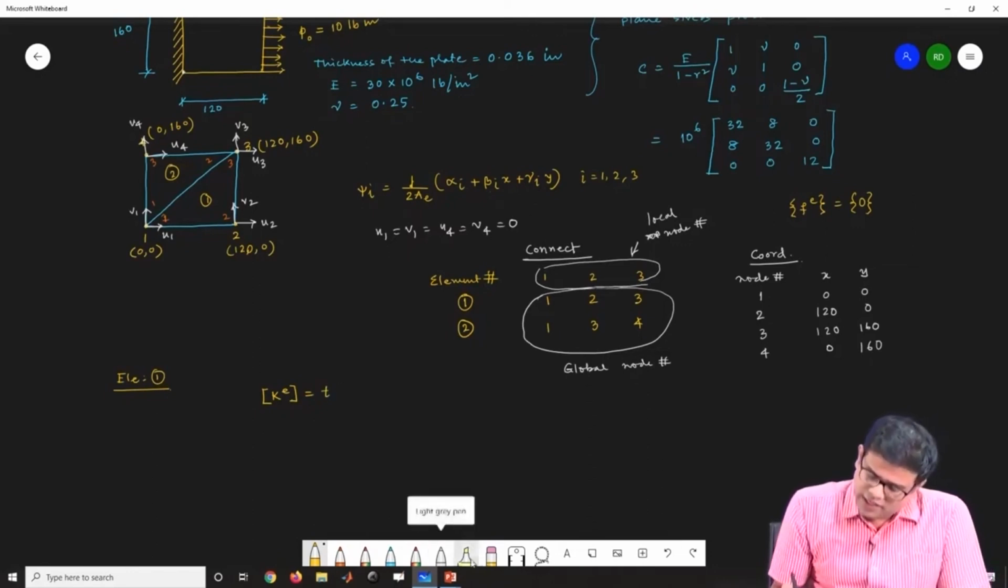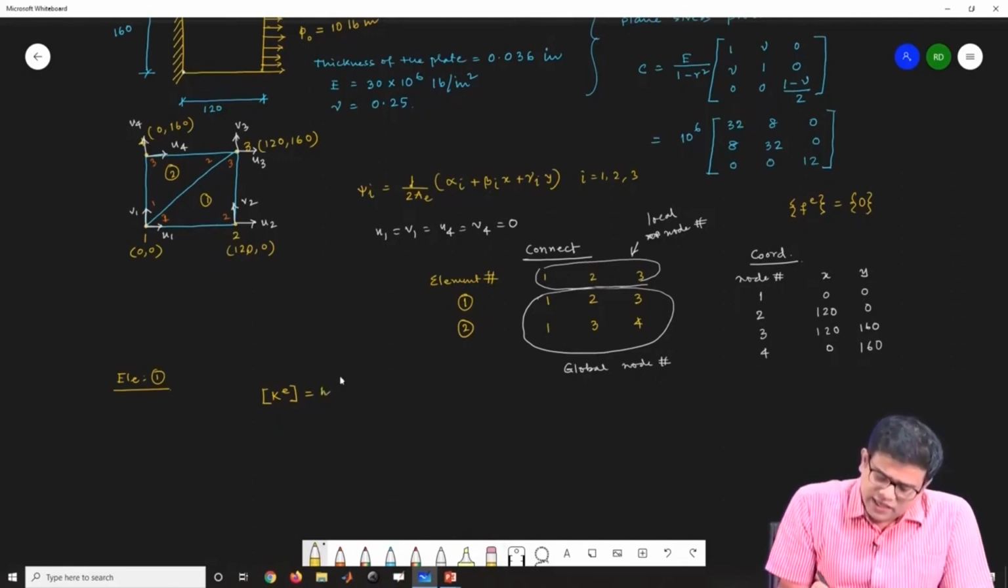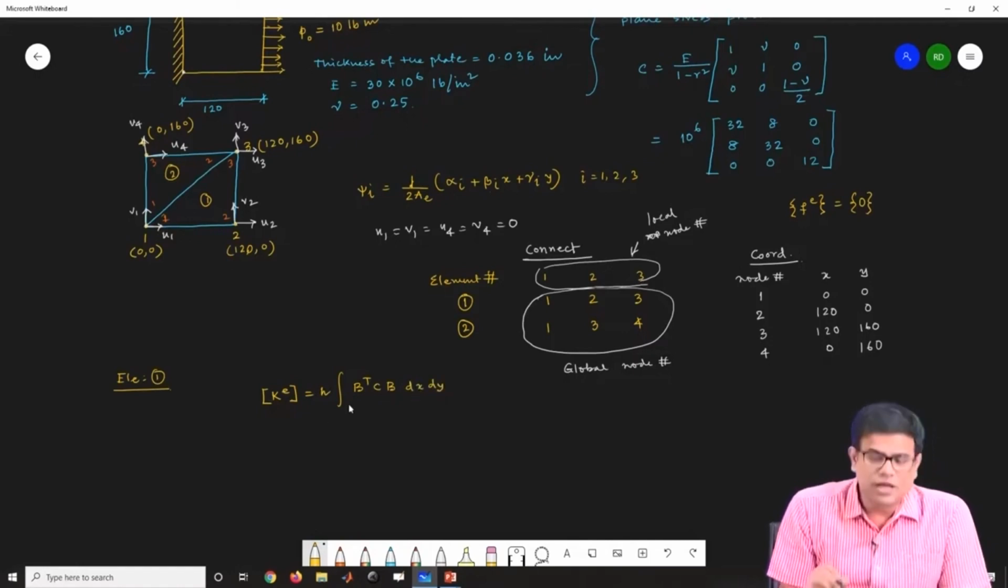T is the thickness, or H is the thickness, then integral of B transpose C B. So that is my dx dy, so it is over the area. So now B from constant strain triangle, what is B?